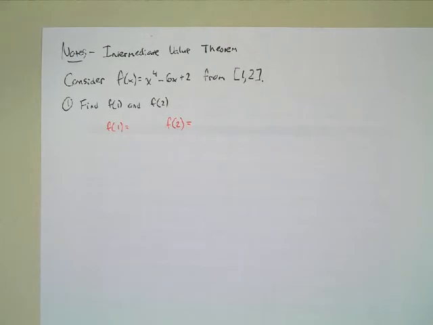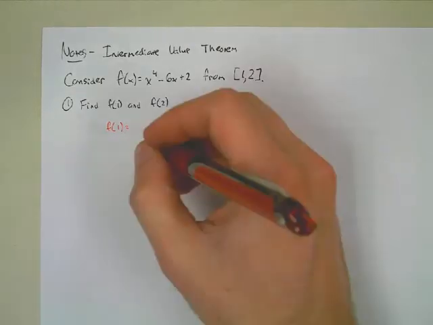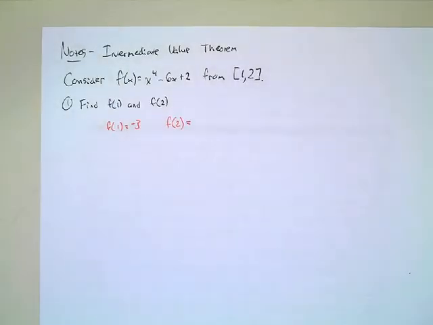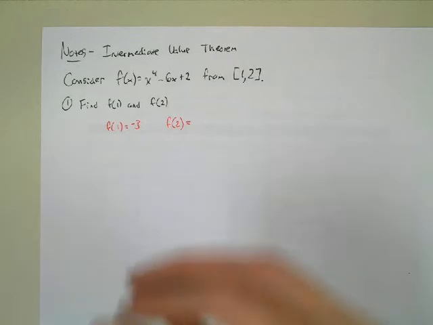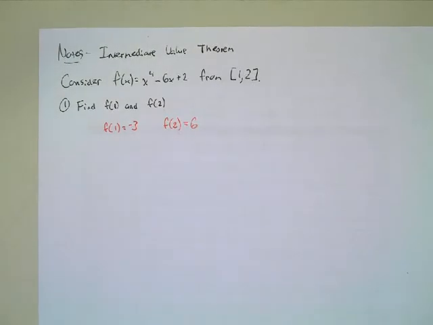Okay, time's up. Tyler, what'd you get for f of 1? Negative 3. So when I plug in an x value of 1, the function gives me a y value of negative 3. Great. And f of 2, what'd you get? Austin, what you got? 6. Okay, so there's our answer. When I plug in the x value of 1, I get a y value of negative 3. When I plug in the x value of 2, I get a y value of 6.